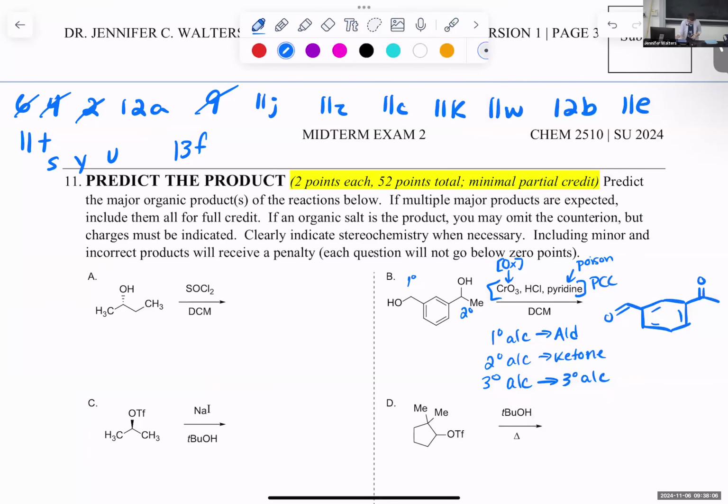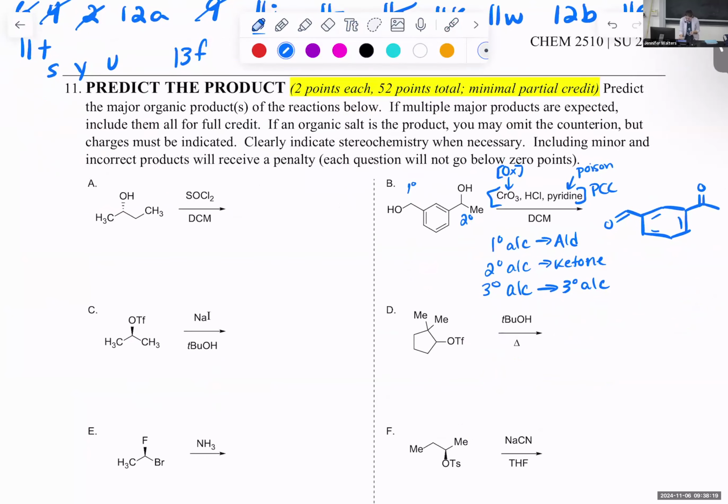Oops. Oh, that was 12B. Well, we did B anyway. My bad. So C did come first. All right, looking at C.